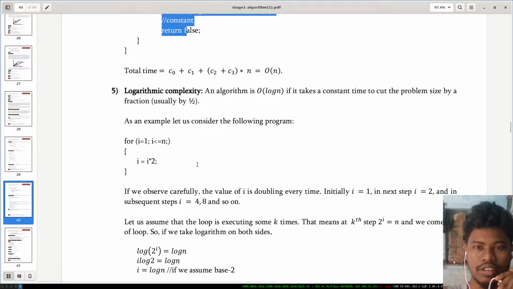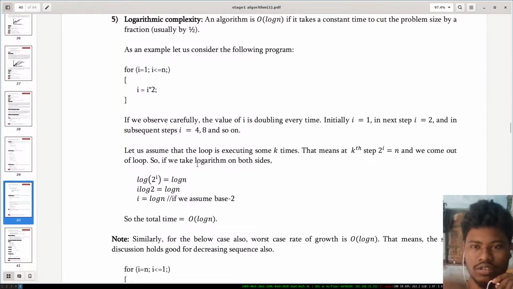Now logarithmic complexity. If it takes constant time to cut the problem size by a fraction, usually by 1/2, for example in this program, the for loop, the i is multiplied by 2. If we observe carefully, the value of i is doubling every time. Initially i is 1, next step 2, and subsequent values 4 and 8 and so on.